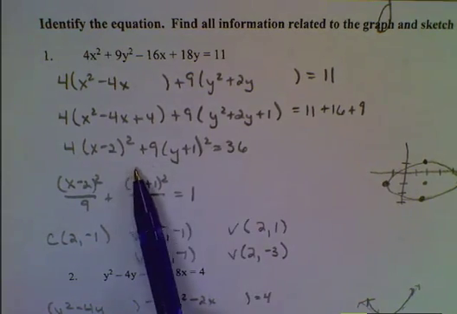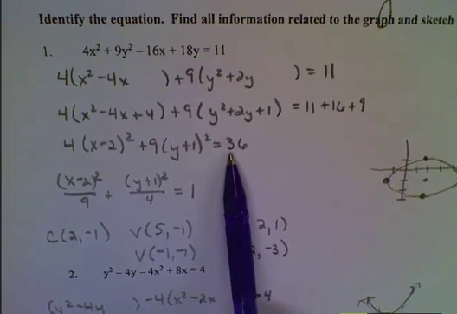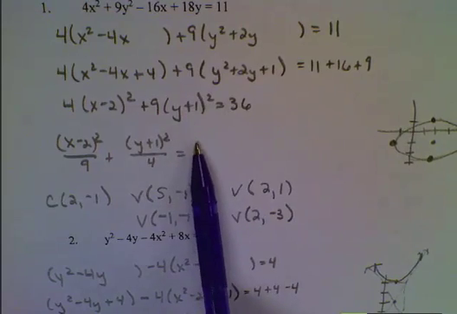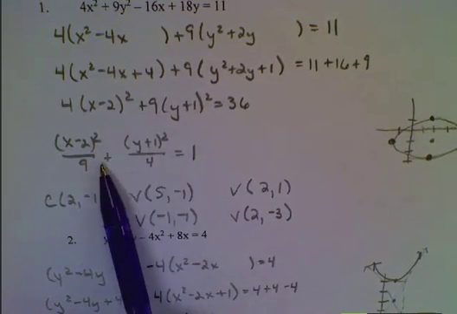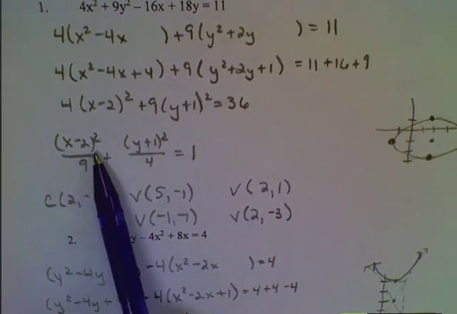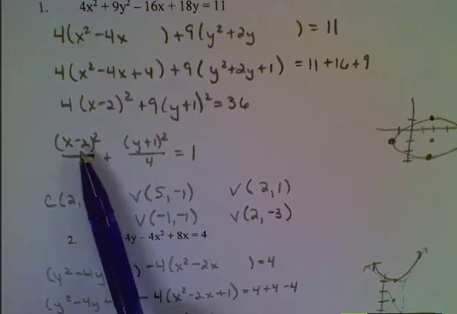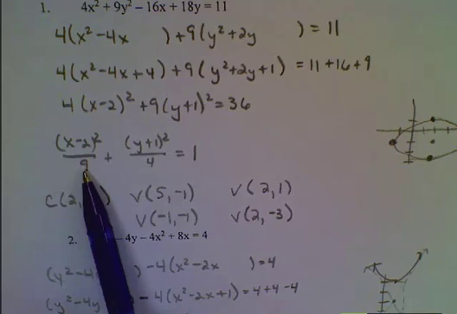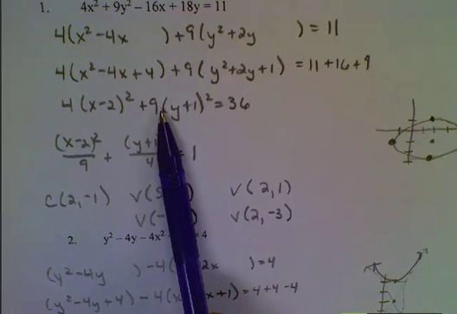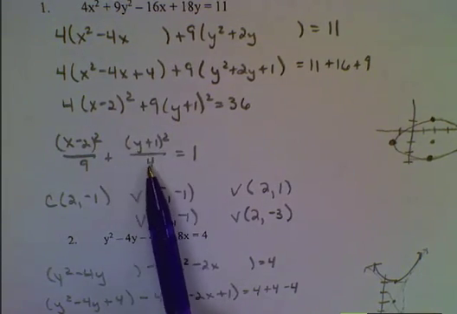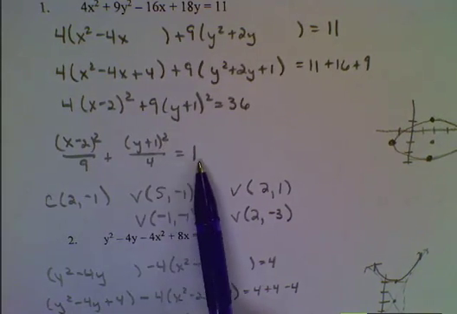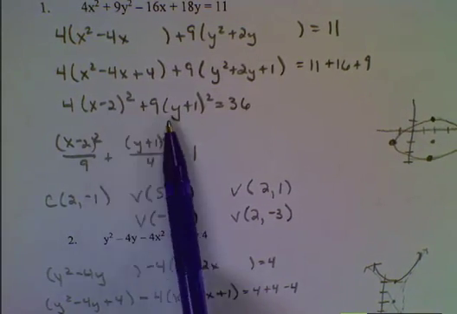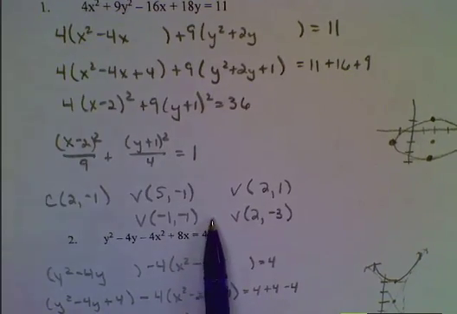Alright, now if this were a circle, you might do something a little bit different, but this is an ellipse. So for an ellipse, we have to get that to be a 1. So we divided every term by 36. So we got x minus 2 squared over 9, because 4 divided by 36 reduces to 1/9. 9 divided by 36 reduces to 1/4. That's why there's a 4 in the denominator, and you still have your y plus 1 squared and equals 1. So I just divided every term by 36.